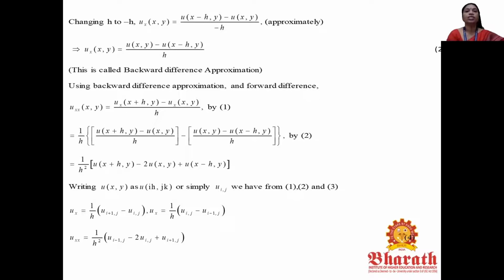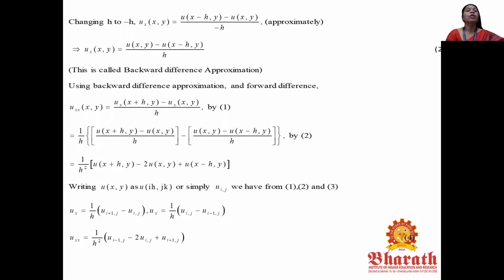So 1/h into 1/h will become 1/h² into [u(x+h,y) − ..., we are just adding the terms. That is, already you have −u(x,y). Already one, if you remove the bracket, you will get another −u(x,y). So that term will become −2u(x,y) plus, this minus into minus will become plus, u(x−h,y)].